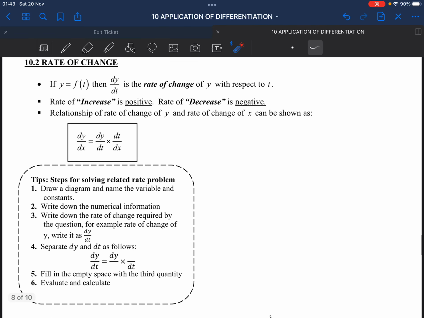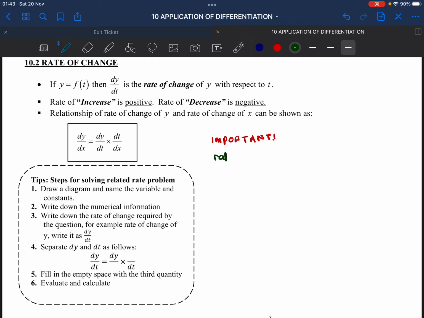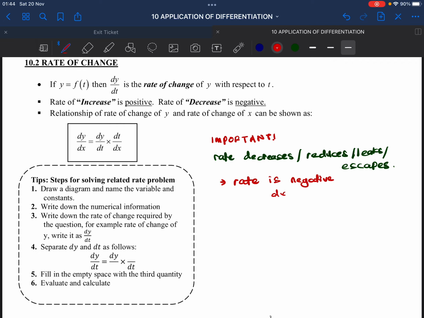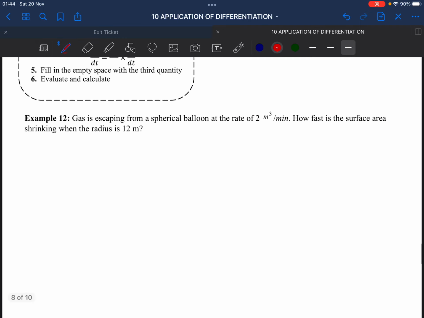And one more thing, for rate of change, this is very important. If the question says the rate decreases, reduces, leaks or escapes, all the negative things, you have to know that your rate, let's say dx over dt, must be negative. So let's go to example 12.